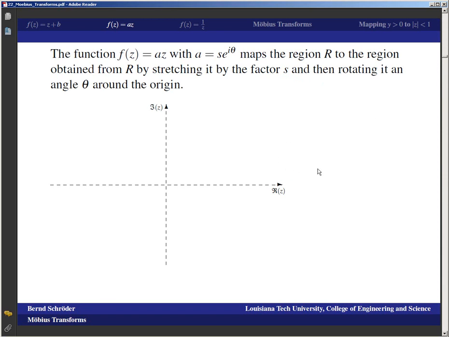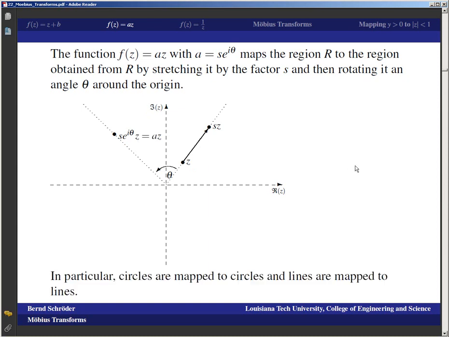I'm not going to give a picture with a region, but I can do this with a point, right? Here's a point z. I just put a line through that. First of all, as I push this thing out, the point z becomes the point sz. Depending on how big or how small z is, the stretch factor only pushes the point z radially farther out, or if the stretch factor is smaller than 1, pulls it in. And then we also have this angle theta, and that just rotates the result by that angle theta, and so s e to the i theta z is over here, and that's a times z.